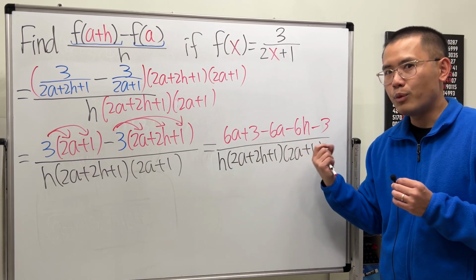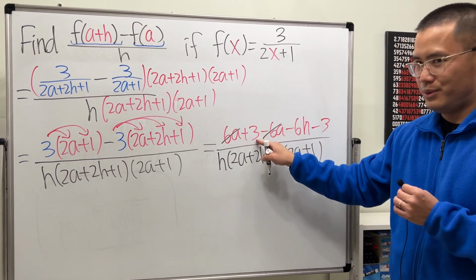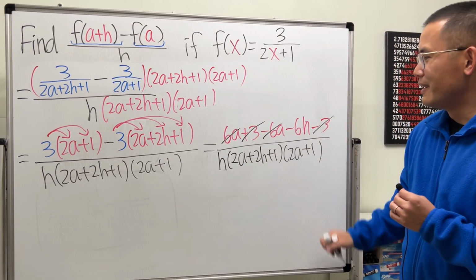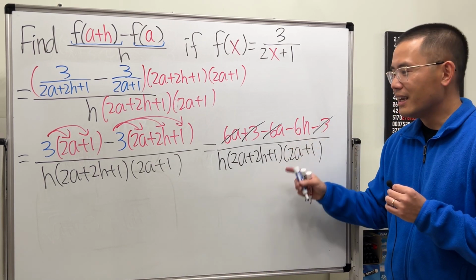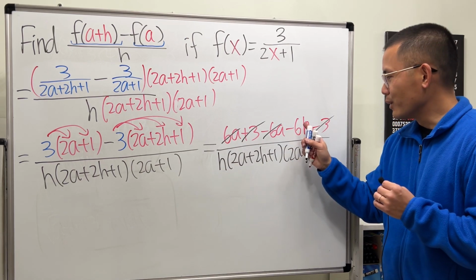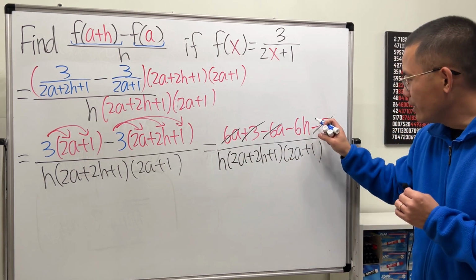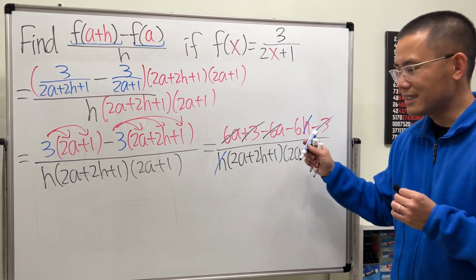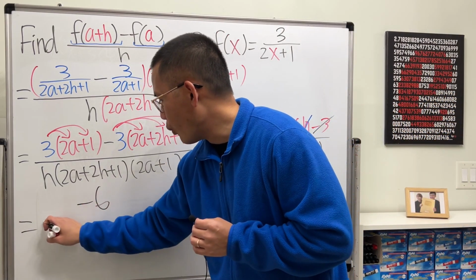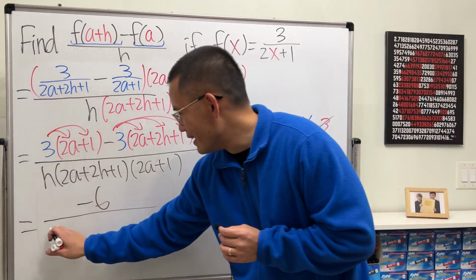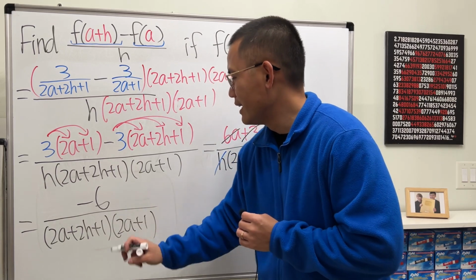Now, focus on the top. What can we do? Here we have the 6a minus 6a cancel. 3 minus 3 cancel. Aha, what else do we have? This now is negative 6 times h over h times this times that. Notice we have a multiplication. Yeah? This is also h times this times that. So we can cancel this h and this h. That's legitimate. So finally, we have negative 6 on the top over this and that. So 2a plus 2h plus 1 times 2a plus 1. And that's the answer.